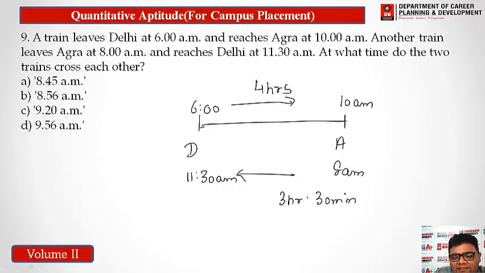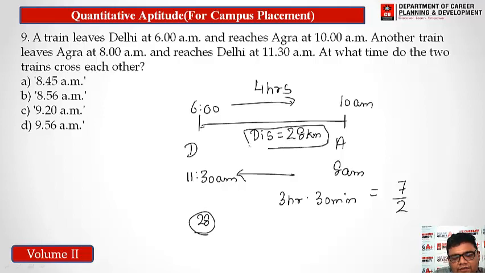So now if we take the LCM of 4 hours and 3 hours 30 minutes, we can also write it as 3 1 by 2, that is 7 by 2. If we take the LCM of this, LCM will be how much? We can take it as 28. 28 will be the LCM. So now, this LCM we always consider as distance. Let the distance be 28 kilometer, right?